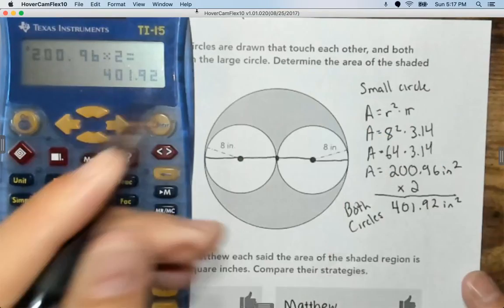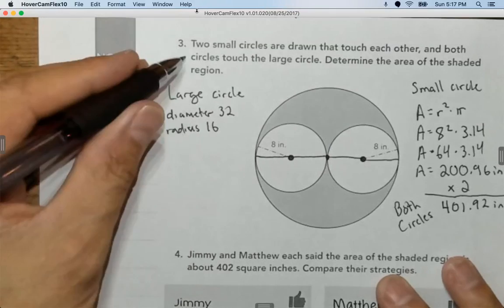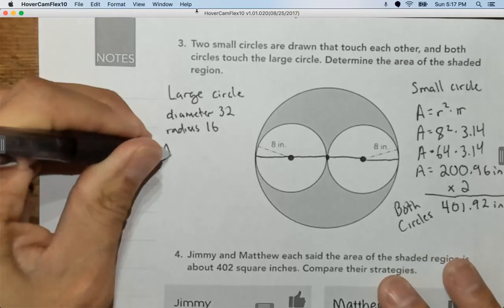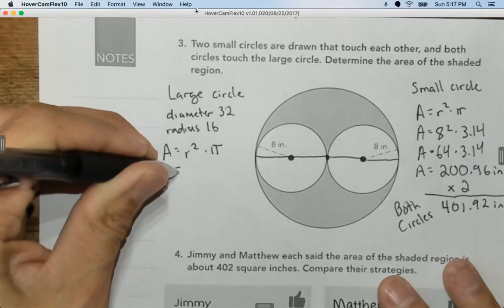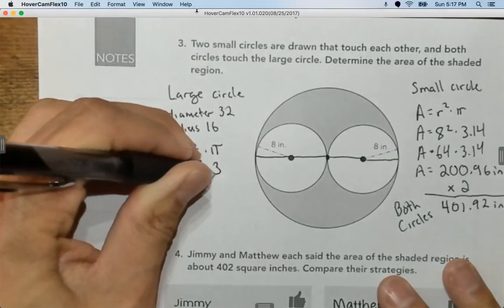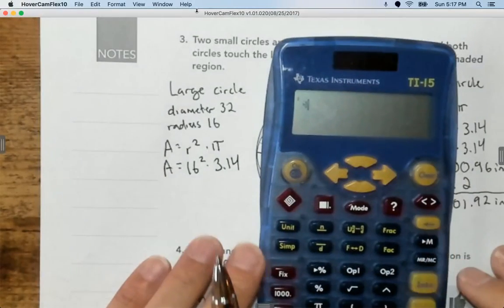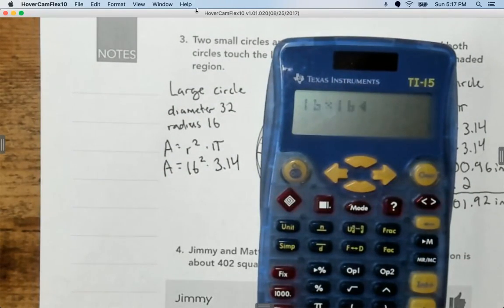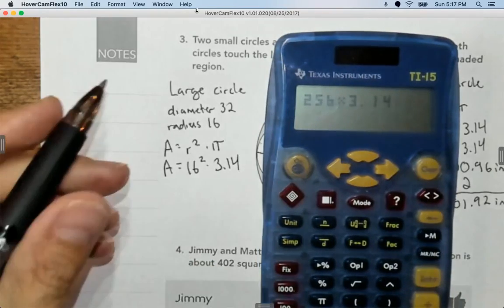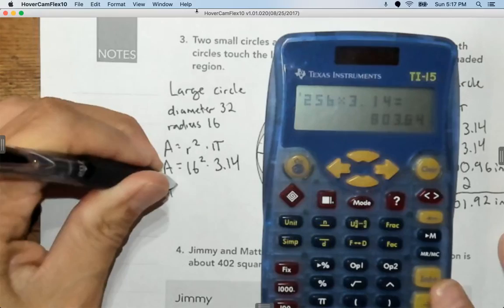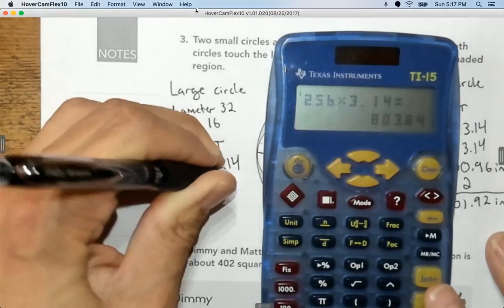Next, since I figured out the radius of the large circle, I can use that in my formula to get 16 squared times 3.14, the approximation for pi. I get 16 times 16, and then I multiply that by the approximation for pi, and I get an area of 803.84 inches squared.